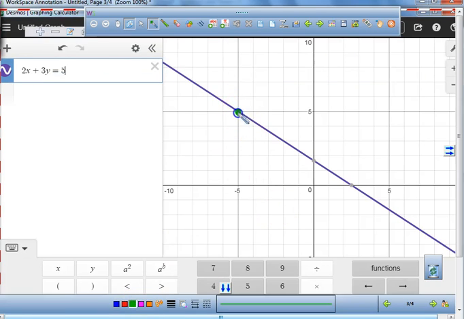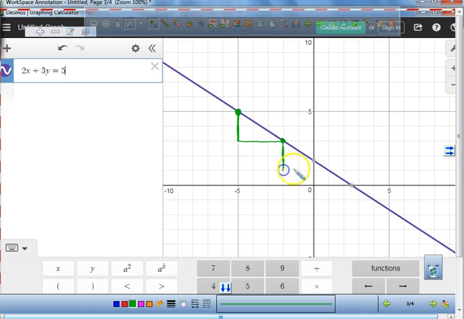Negative 2/3, right? So it would go down 2 and it would go over 3. That's what slope is. You guys see that? How it goes down 2 over 3, down 2 over 3. That's what's called a constant rate of change. It constantly goes down. It's down 2 and over 3.